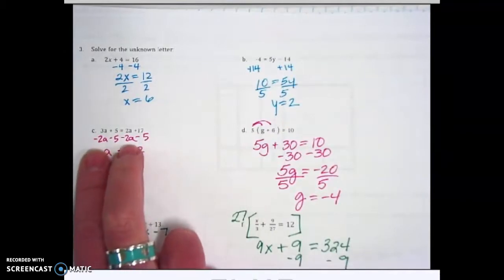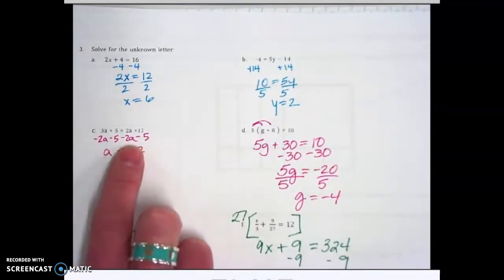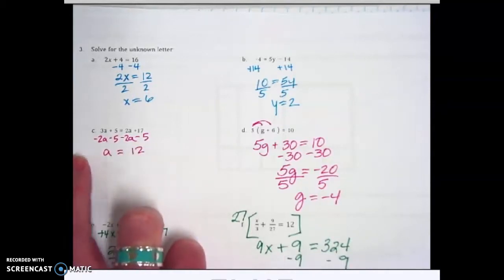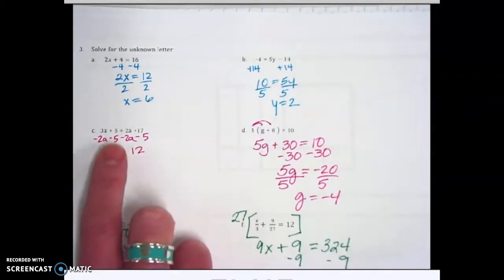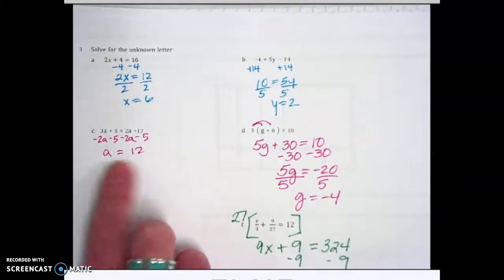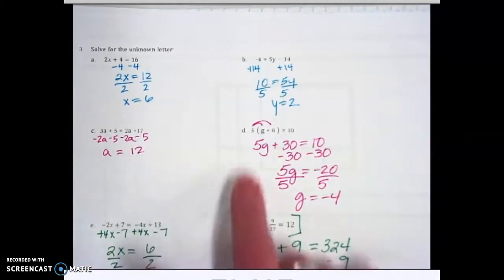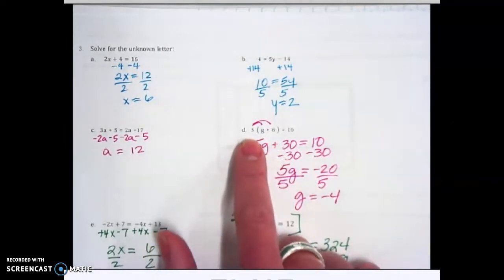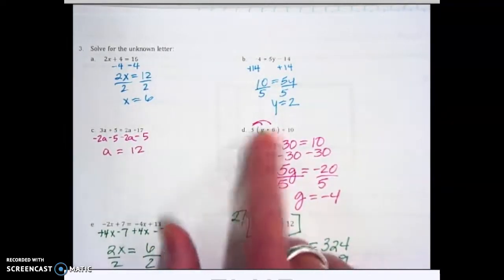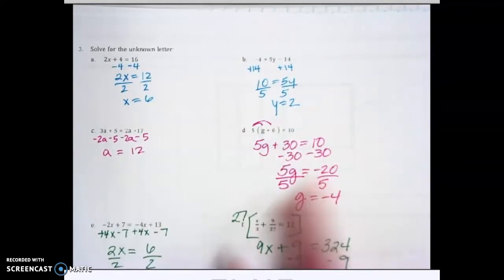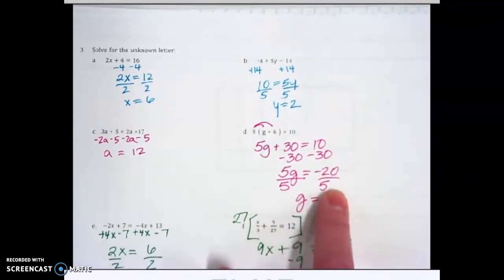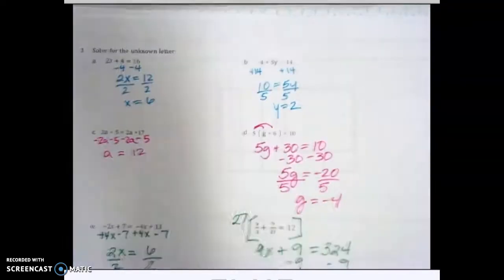Question C, we have the same variable on both sides, so I'm going to move them to one side or the other by subtracting 2a from both sides. In the same step, I'm also going to subtract 5 from both sides, so we get a equals 12. You can show that as 2 separate steps if you'd like. Part D, we're going to distribute: 5 times g is 5g, 5 times 6 is 30. Subtract the 30 from both sides, divide both sides by 5, and you get g equals negative 4.